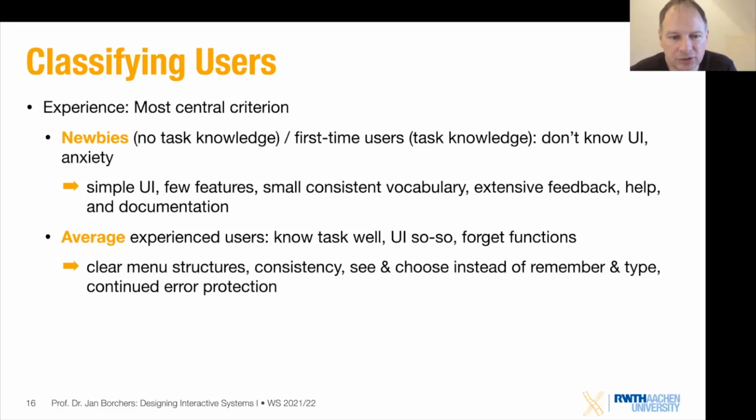But an average user will still need clear structures, for example, in the menu system or the page system and the links and shortcuts system that a website provides. Consistency will become important so that the system works similarly to other systems that person already knows. That a help menu, for example, is always in the same place, no matter what app you're using. And a graphical user interface that puts the menu functions in front of you to pick from is, of course, much more helpful to remember what functions are available than a command line system where you type in the commands.